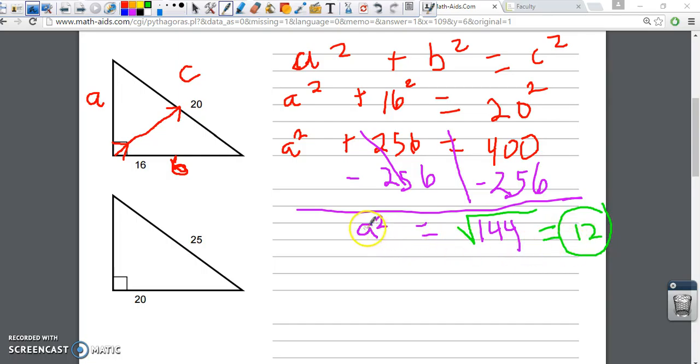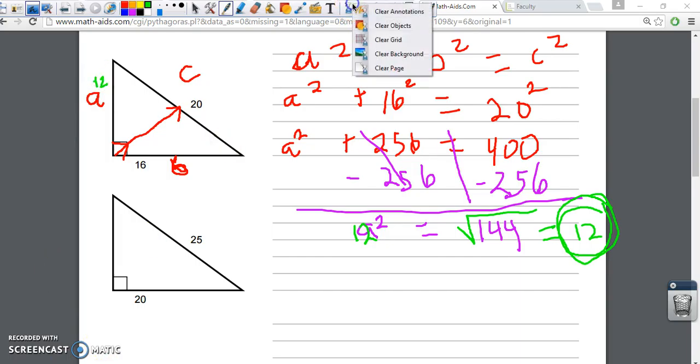How do I know? Let me plug that 12 back in for A. 12 squared. 12 times 12 is 144. So once again, I just checked to make sure that 12 is my correct answer. So yes, A equals 12. Let's try that again with the next one.